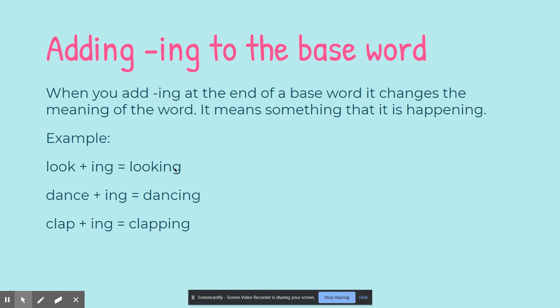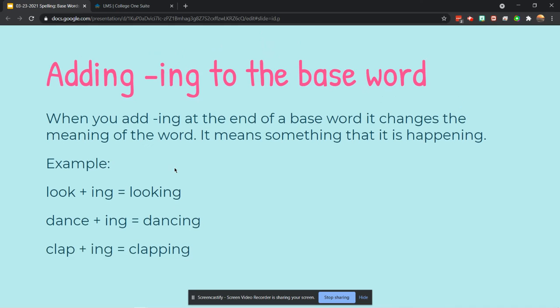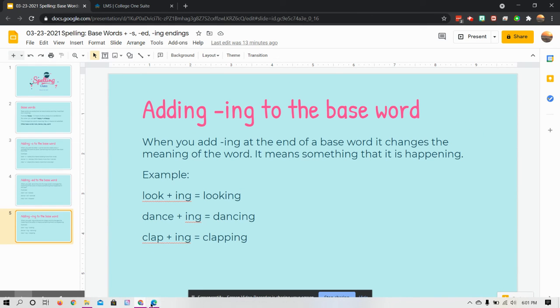Base words, remember that base words are just words that can stand on their own. They have their own meaning. They don't need anybody else to give them their own meaning. Okay, and we're going to be working with this. Now I'm going to show you guys your assessment.